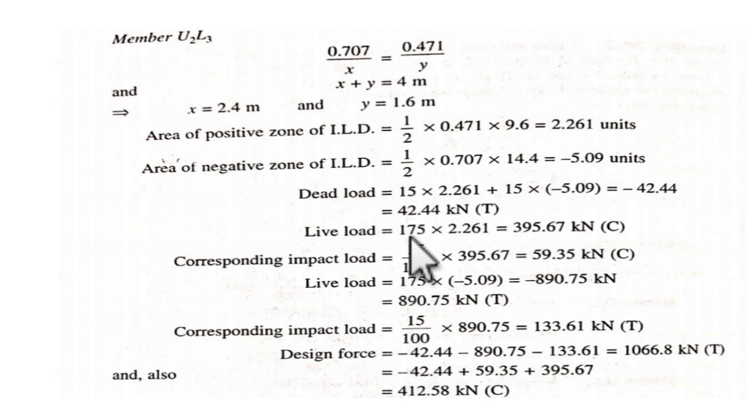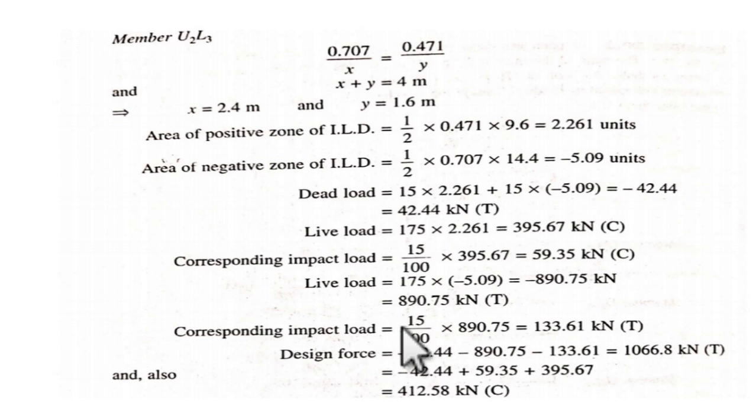Now find the live load. Live load for the positive part is 175 into 2.261, so this gives us this value. Now the corresponding impact load will be 15% of this. For this positive part we are finding separately, 15% of this value 395.61 gives us this value. Now the live load for the negative part. We found the live load for the positive part; now for the negative part, minus 5.09 area into 175 gives us this value.